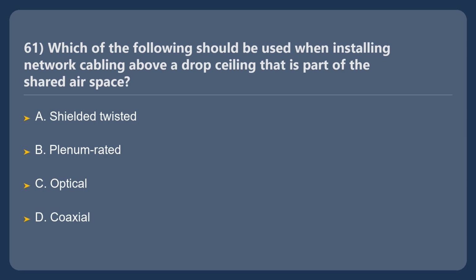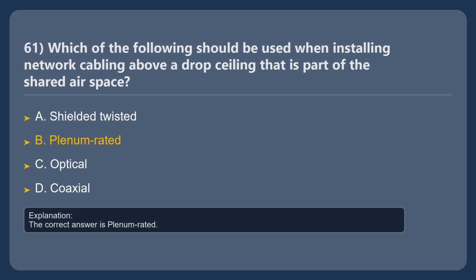Question 61. Which of the following should be used when installing network cabling above a drop ceiling that is part of the shared airspace? Option A, shielded twisted. Option B, plenum rated. Option C, optical. Option D, coaxial. The correct answer is option B, plenum rated.